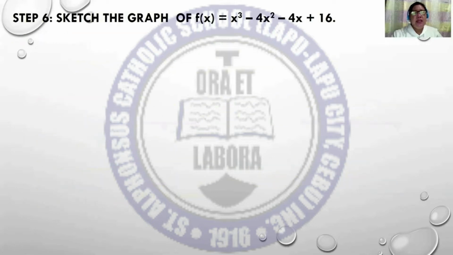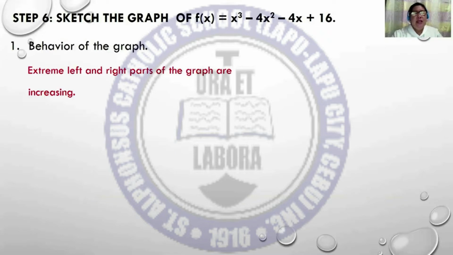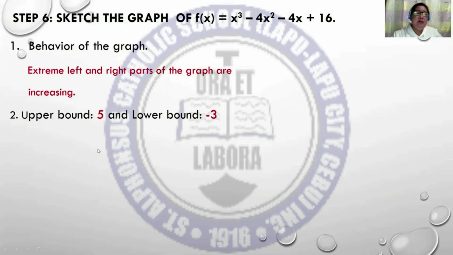Next step, sketch the graph of the function f of x is equal to x cubed minus 4x squared minus 4x plus 16. So first, let us describe the behavior of the graph, in which the extreme left and right parts of the graph are increasing. Then, the upper bound is 5 and the lower bound is negative 3.